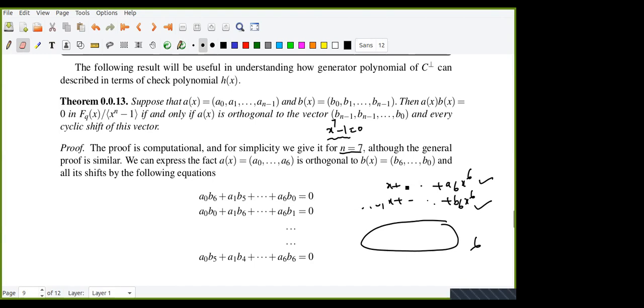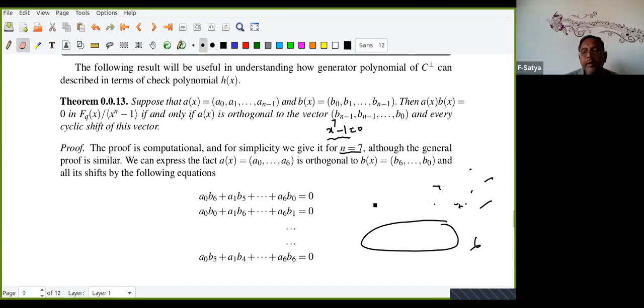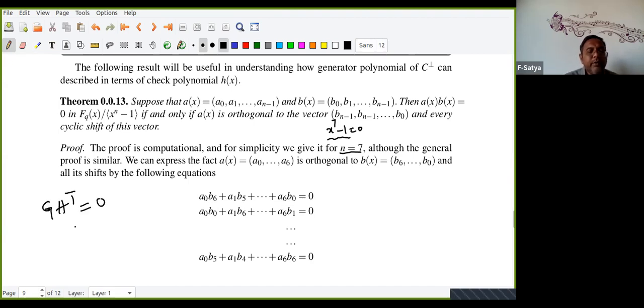Yes, sir. So you know that G is a generating matrix for a cyclic code. H is a parity check matrix. Then you know that G into H equal to 0, correct? So G into H transpose is equal to 0. You remember? G is K cross N. H is N minus K cross N. So G into H transpose is equal to the 0 matrix. Like that here, if you multiply these two polynomials, I'll get 0.